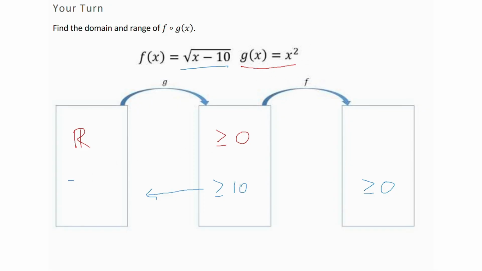Well, there are two possible things then. Either x is bigger than or equal to root 10, or x is less than or equal to negative root 10.